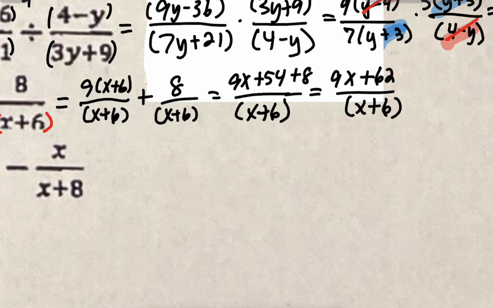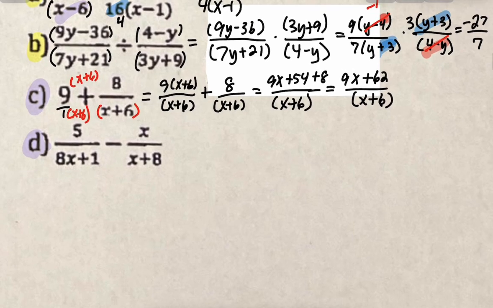Now, in order to tell if your fraction is reduced as far as possible, you should look to see, is there a way to factor, and is there a factor in common? 9 and 62 have no common factors. 62 is 2 times 31, so it doesn't have anything in common with the 9. So that's your answer. You cannot cancel out pieces and parts of a sum like that. So it's just 9x plus 62 over x plus 6 is our final answer.